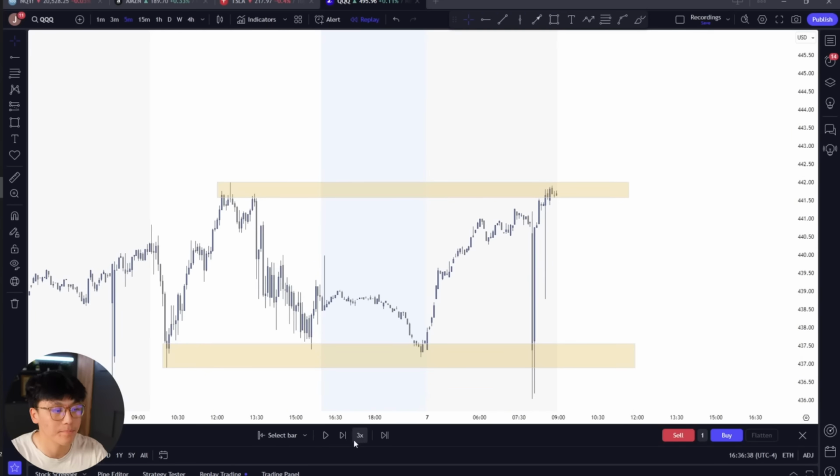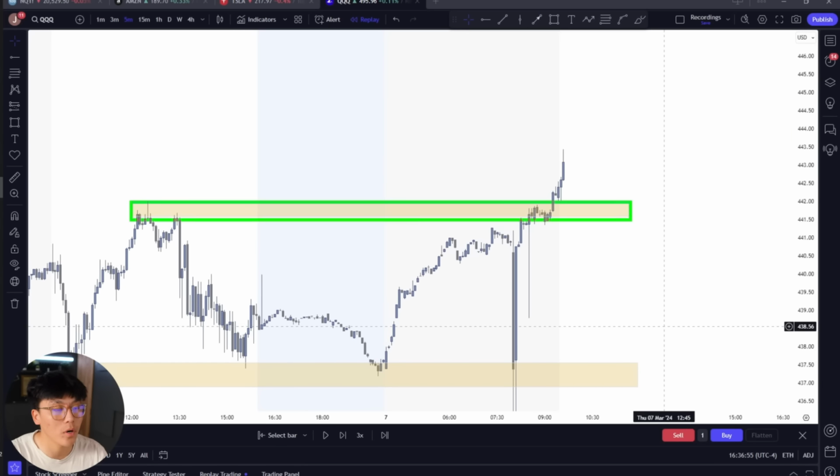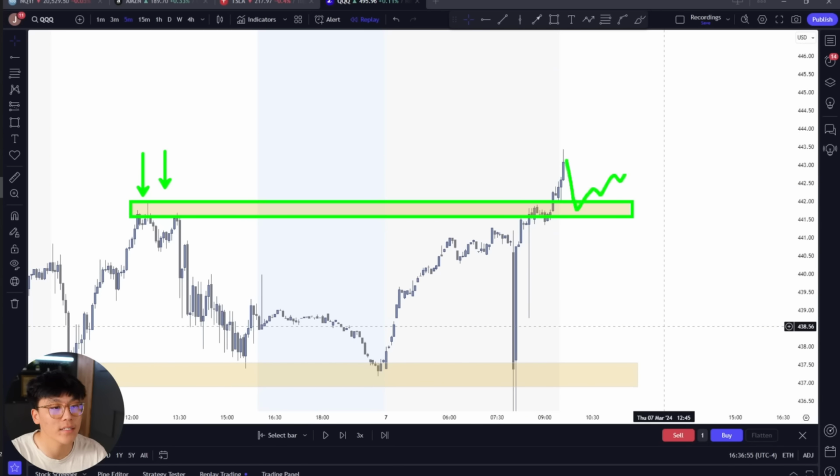And now we can play out the tape. As you can see right here, coming into market open, we're having a big push towards the upside above your previous day's high. So what we'd like to see now is the retest of your previous day highs for that continued push back towards the upside.